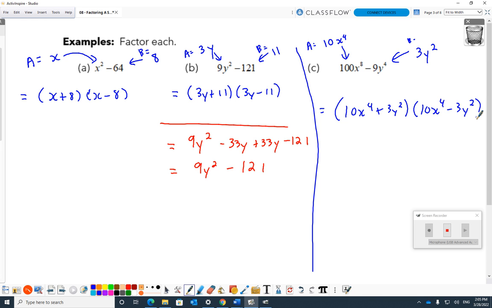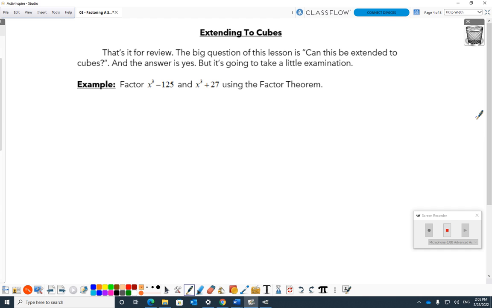This is all pretty good. We have to be really good at this point in the lesson. Okay. That's grade 10, 11 stuff. That's really not what we're doing in this course. What we're doing is extending out to cubes. Is there a way to do a sum or difference of cubes? And the answer is, of course. That's what the lesson's called. It's going to be there. So that's it for review.